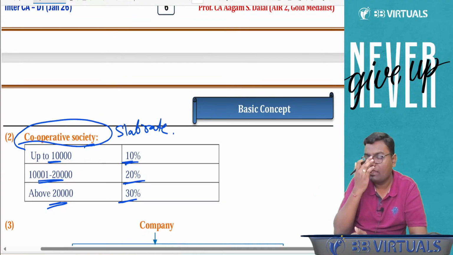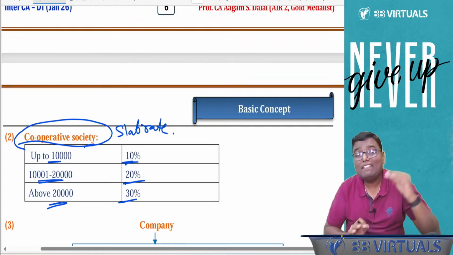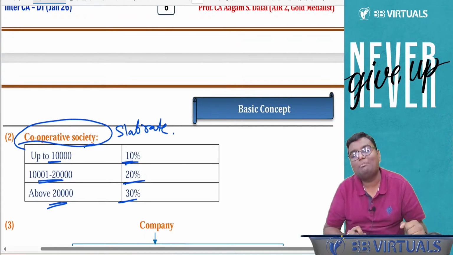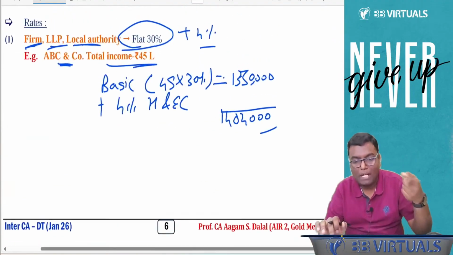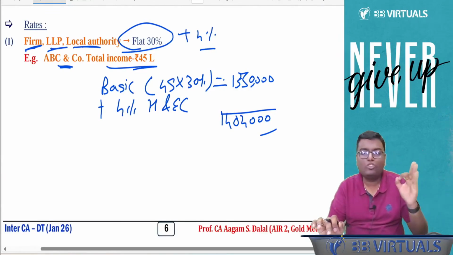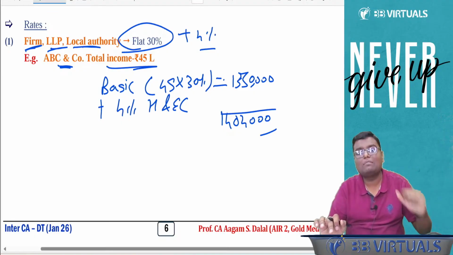Tell me one thing. What is the basic exemption limit over here? What is the basic exemption limit applicable? Nothing. Can we say from the very first rupee 10% is applicable? There is nothing called basic exemption limit. Like for a partnership firm also, from the very first rupee 30% tax rate is applicable. There is also no basic exemption limit.